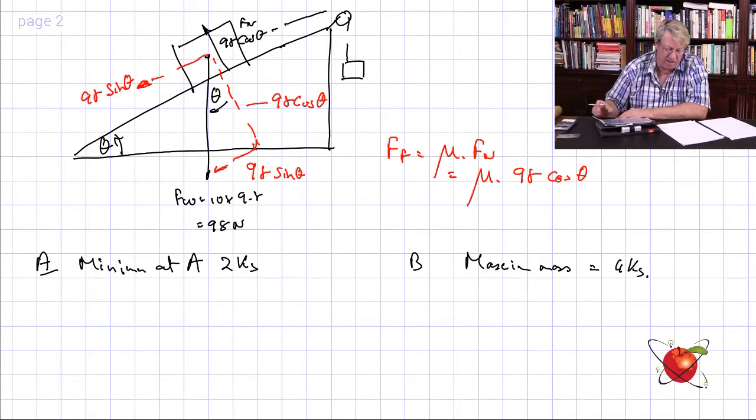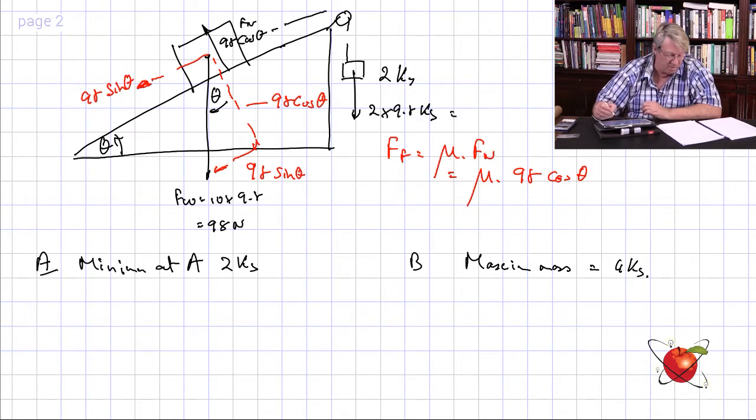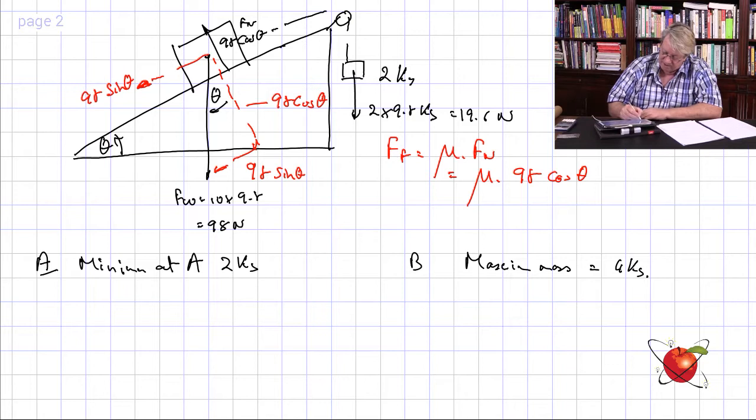In scenario A, ask which way the block moves. The minimum is placed at A. The block wants to go down the slope. So let's have a look at scenario A first. The minimum at A we placed was 2 kilograms. Well, what does that mean? It means that force over there is 9.8 times 2, which is going to be equal to 19.6 newtons. So the tension in the rope is equal to 19.6 newtons.